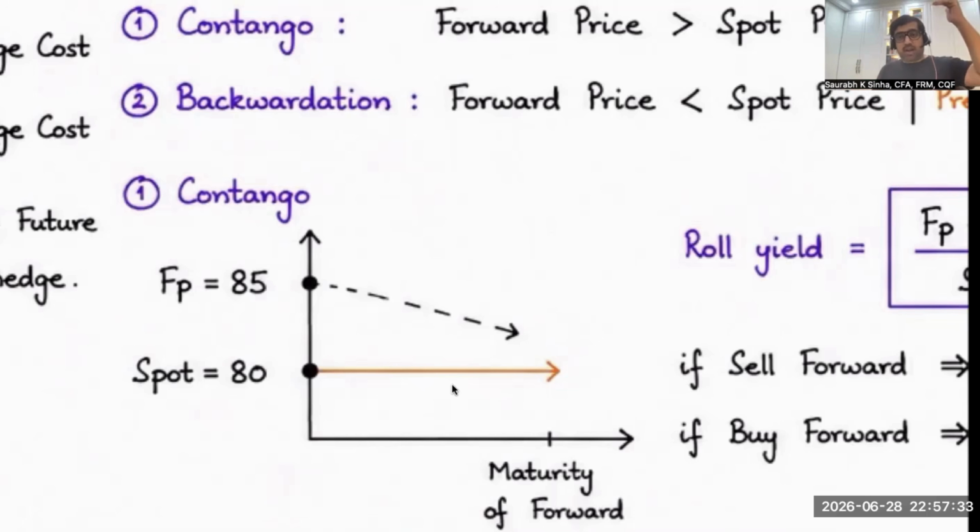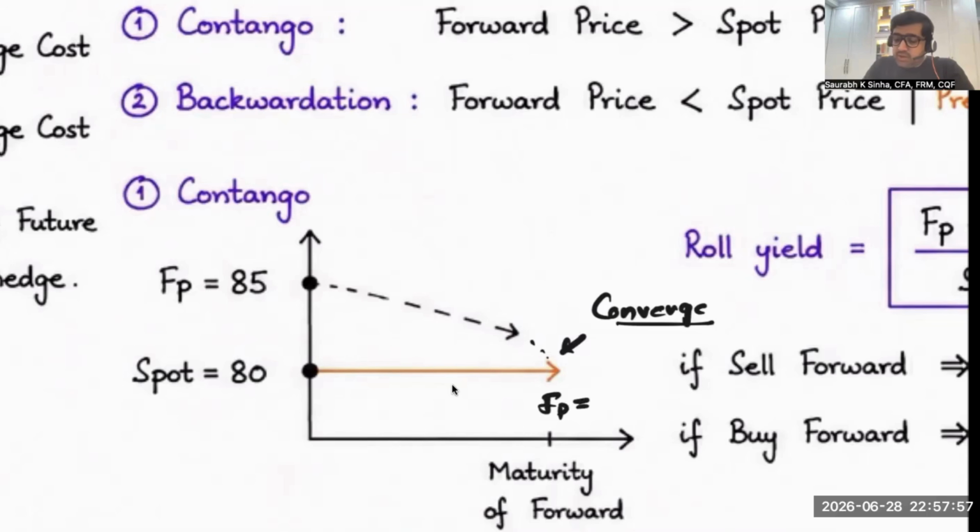So if the forward price is 85 and the spot is 80, we all know at the maturity of the forward contract, the spot price and the forward price will what? Converge. They will converge, which means at the maturity, the forward price should be equal to spot.